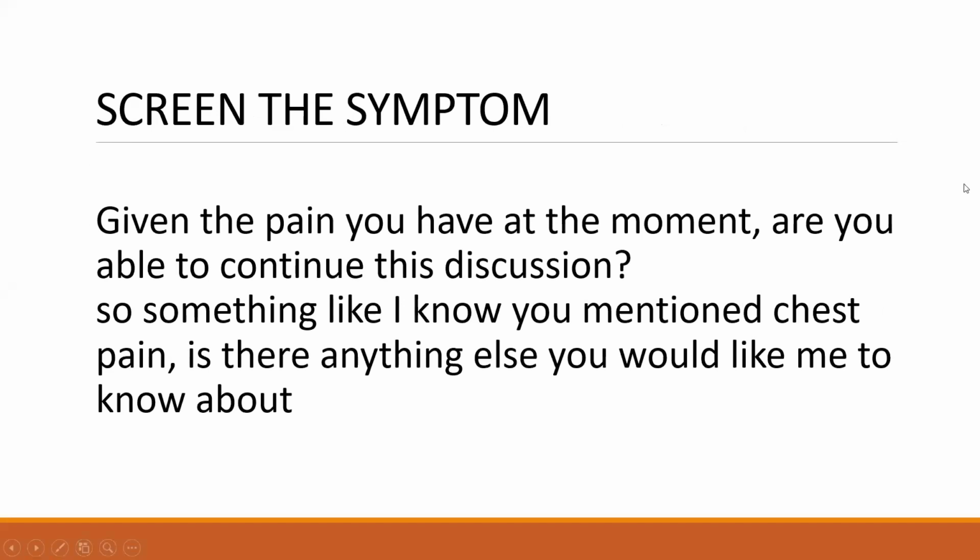This is part of your rapport. When your patient has chest pain at the moment, you can show very nice interpersonal skills, like, given that you have the pain at the moment, are you able to continue this discussion? I'm telling you, if your patient is in pain, don't just jump in and say, tell me more about the pain. I've seen patients with chest pain and people just say, tell me more. You can say, given that you have the pain, are you able to continue? Or if the patient looks comfortable, you can just say, are you comfortable to continue?